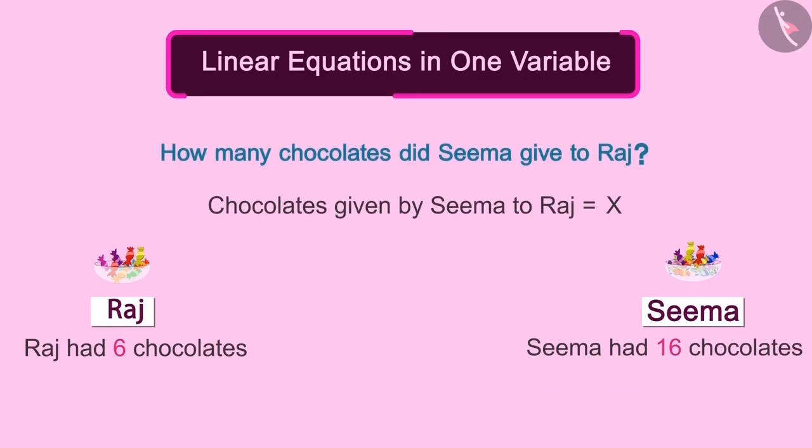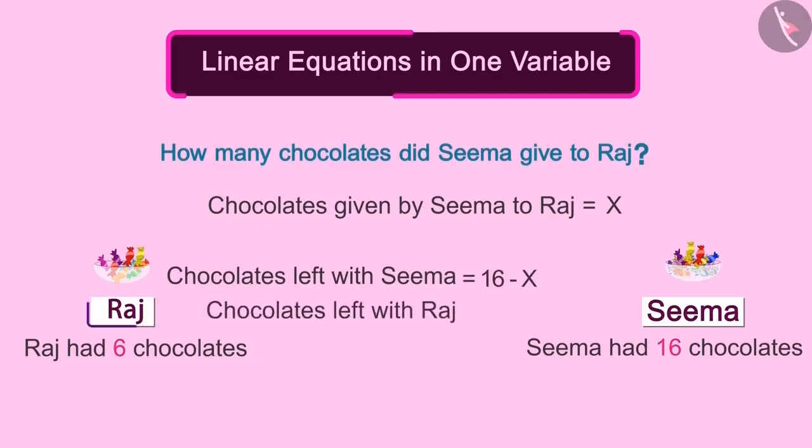Now because Seema gave x chocolates to Raj, the number of chocolates left with Seema is 16 minus x, and the chocolates that Raj now has is 6 plus x. In this way, we get two expressions for the number of chocolates. That is, Seema's chocolates and Raj's chocolates.